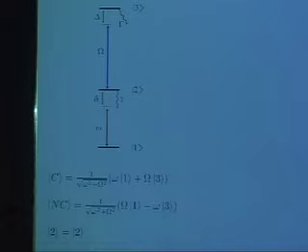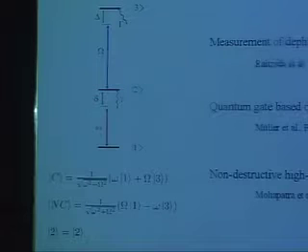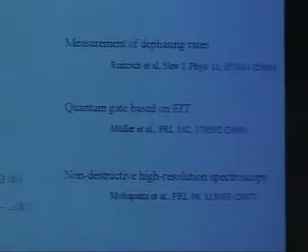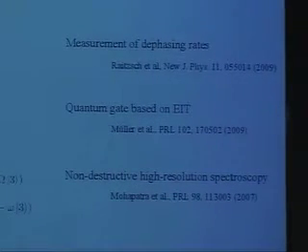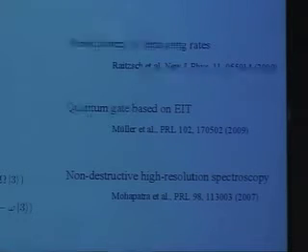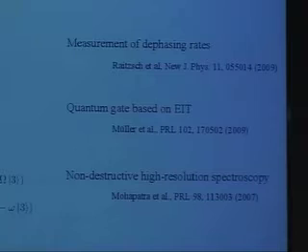This is the basic idea with dark states and coherent population trapping, and has already been used in Rydberg atoms in many experiments, some of which I have shown here. We have seen measurements of dephasing rates. We have, as shown in the previous talk, seen quantum gates based on electromagnetically induced transparency. And it's also possible to do very high-resolution spectroscopy using these dark state resonances.